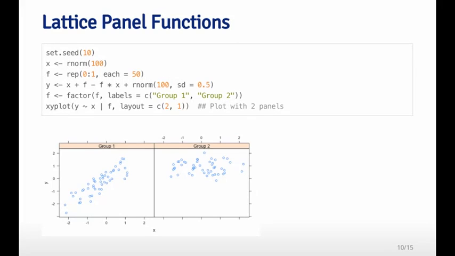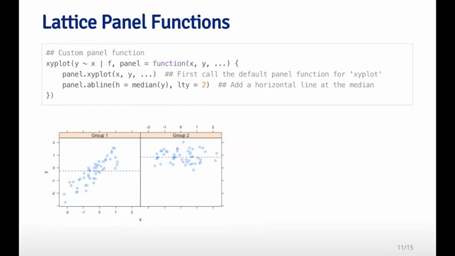You can see here I'm generating some random data that follow a linear model, and I create a factor variable, which is basically just separating out group 1 and group 2. Now I want to plot x and y by group. Here I've got two panels. In group 1, it looks like a strong linear relationship, and in group 2, it looks like there's no relationship.